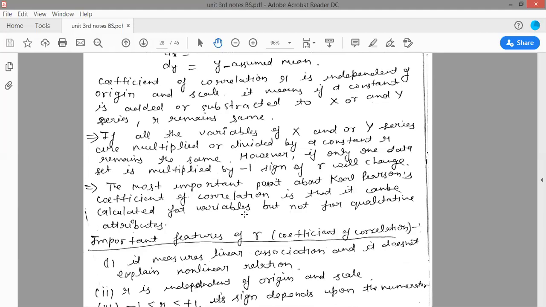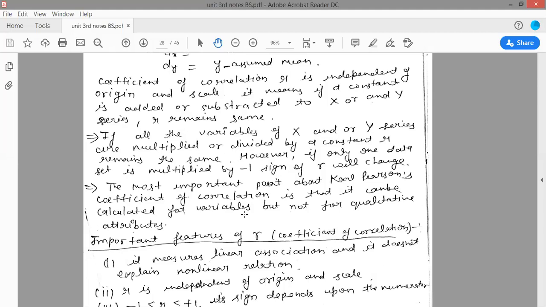Now, there is another point. If all the variables of x and or y series are multiplied or divided by a constant, r remains the same. This line is also saying the same as it is. अब अगर आप किसी सीरीज में, एक्स और वाई सीरीज में किसी से मल्टीप्लाई कर रहे हो, किसी से डिवाइड कर रहे हो, तो जो आपको कोफिशिएंट कोरिलेशन है वो सेम बना रहेगा.